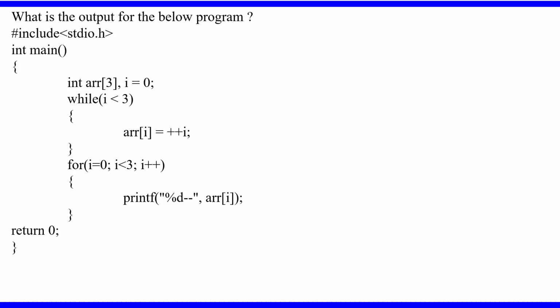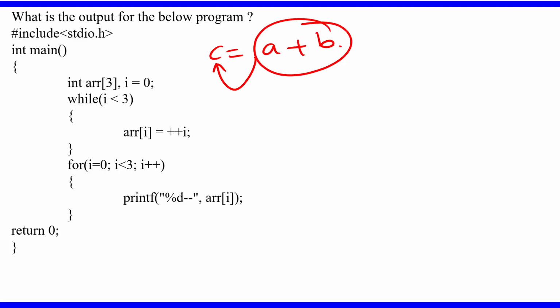One, two, three, 0, 1, 2, 0, 1, 2. Okay, let's see the answer for this. See, you should be very careful when you are doing it. Whenever you see a statement c equal to a plus b, first we calculate a plus b, then we assign it to c. This is a very simple thing. That logic you have to use here.